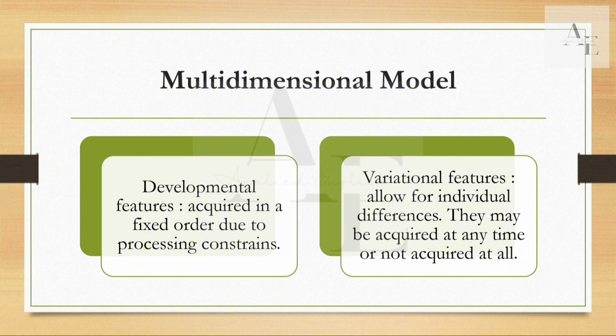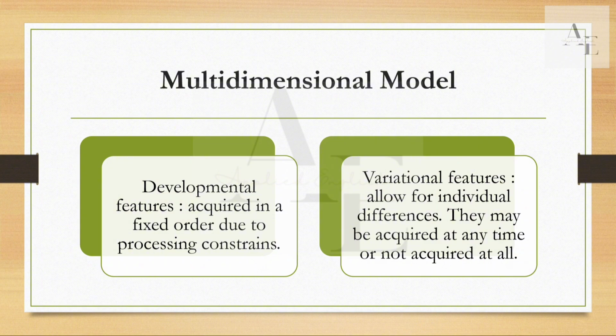And then we have variational features that allow for individual differences. Here, there is no fixed order. It's all about the individual. So these features may be acquired at any time or not acquired at all. An example of variational features is the articles in English, like the, a, and an. Some people may acquire them easily because they are exposed to the language a lot, and some people may face difficulties when learning this feature.